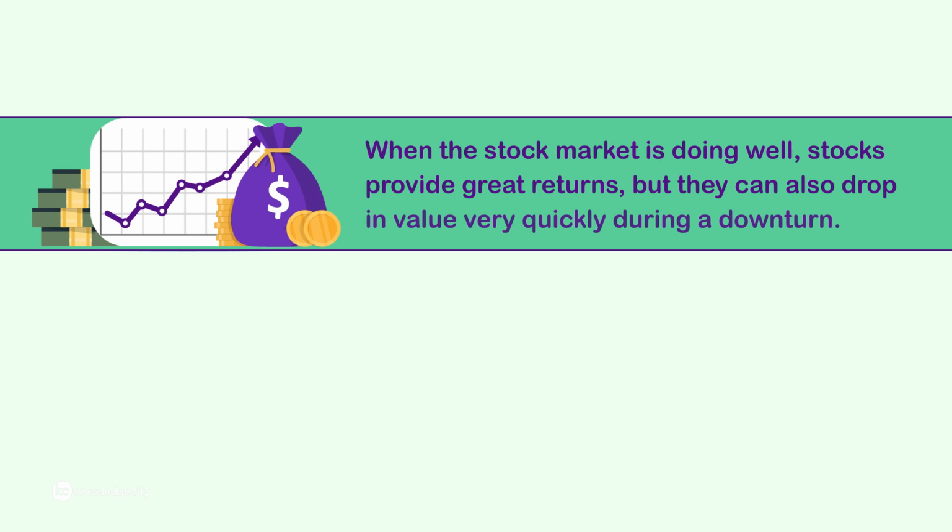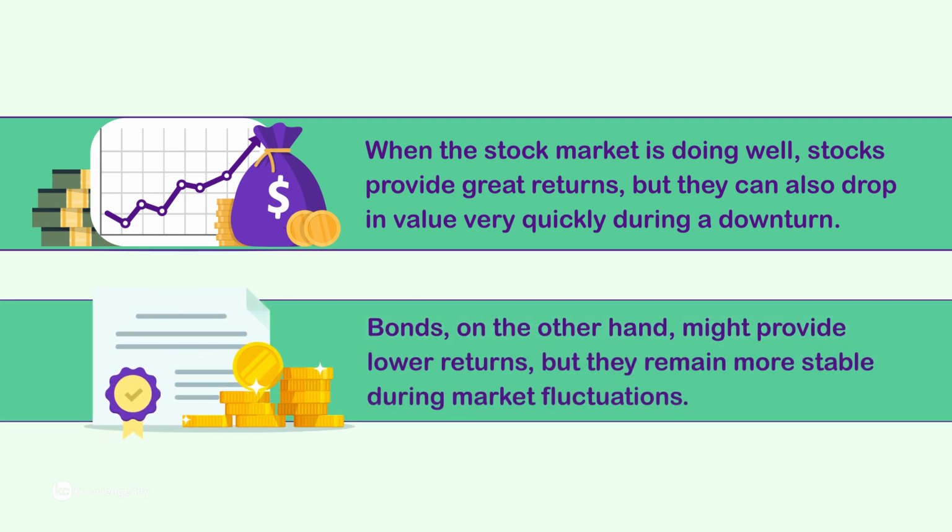Why do we mix these different components together? The primary goal is to limit the impact of volatility on your portfolio. When the stock market is doing well, stocks provide great returns, but they can also drop in value very quickly during a downturn. Bonds, on the other hand, might provide lower returns, but they remain more stable during market fluctuations.